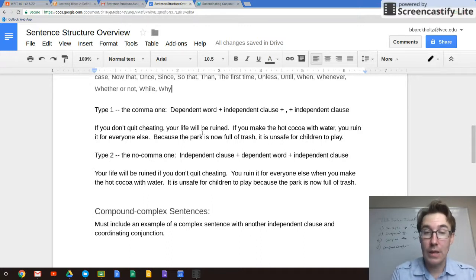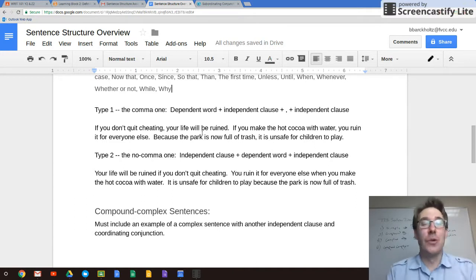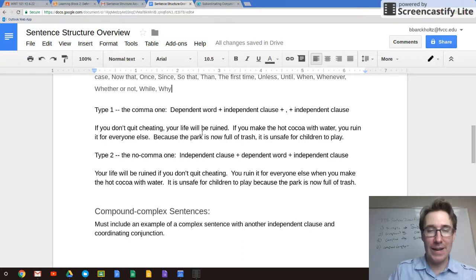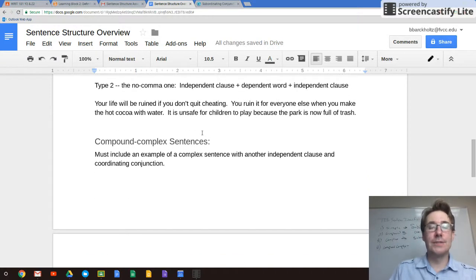That's a true story. And then finally, because the park is now full of trash, it is unsafe for children to play. You may have been taught never to start a sentence with because. That is not true. I just did it. The real rule is if you start a sentence with because, it will absolutely need at least 1 comma. And that will be between the 2 independent clauses. One has now become dependent, the one with the because. There's a structure that has no comma, and that's when you embed the subordinated conjunction in the sentence.